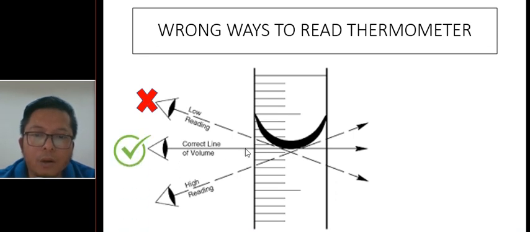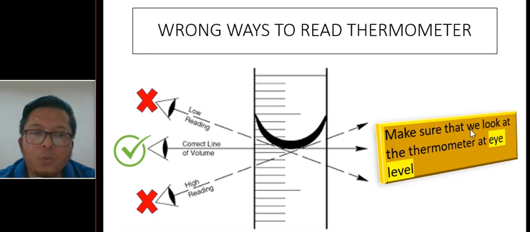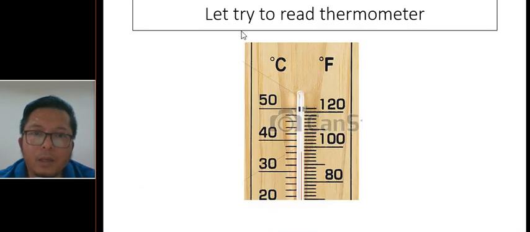This is correct, one level, and this is wrong. Do not look from the bottom. Look from the middle part here, straight, one level. Make sure that we look at the thermometer at eye level only. Like here, try to read the thermometer. So this is eye level.